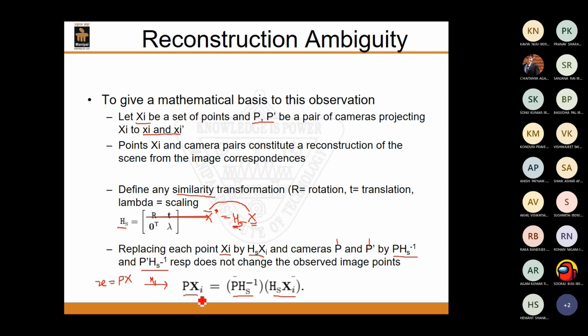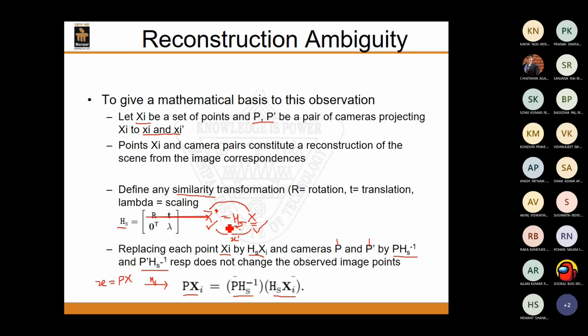What that means, as a physical interpretation, is that even after applying a similarity transformation, when I get a reconstructed scene, the image of those reconstructed scenes will remain the same. So whichever is the actual scene and the reconstructed scene which I got, the image points of these two will still remain the same. If I represent it by x or x dash, that will remain the same. So this is one point you need to remember with respect to reconstruction ambiguity.